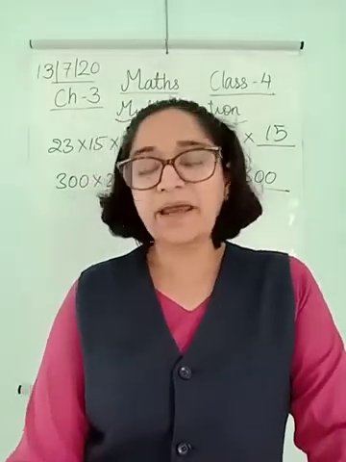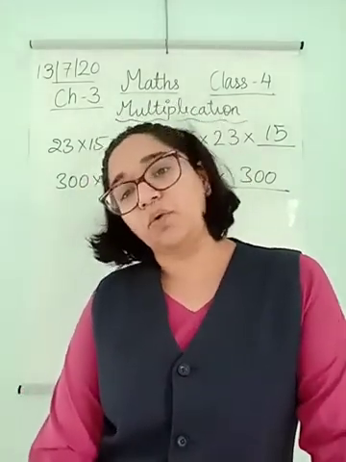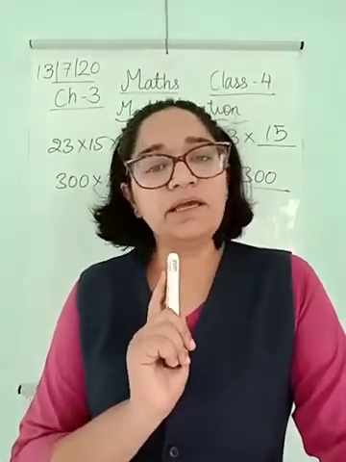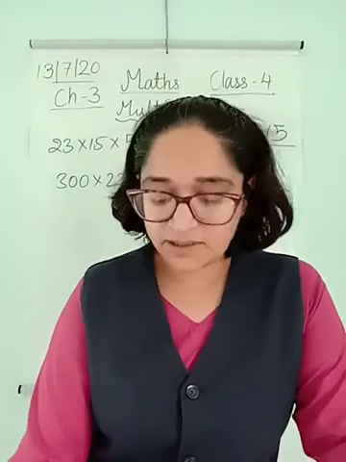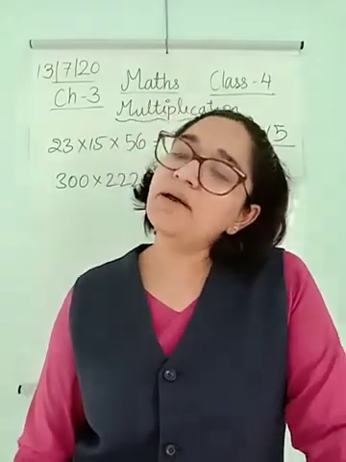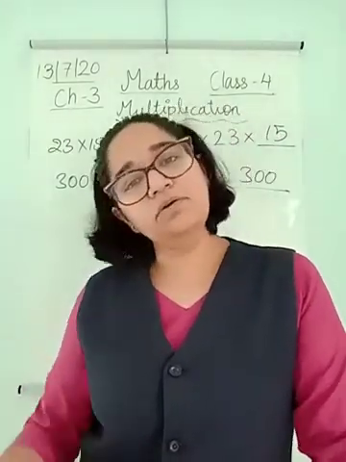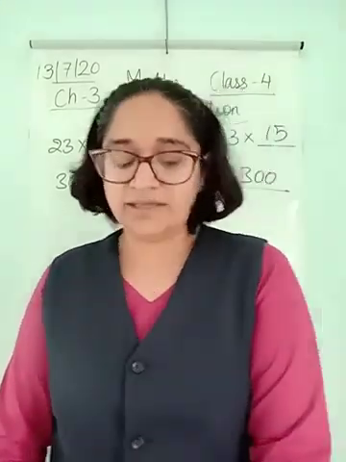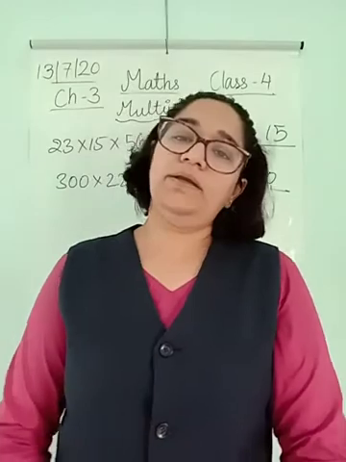15,322 multiplied by dash is equal to 0. Again 0, so the missing one should also be 0. 15,322 multiplied by 0 is equal to 0. In this way we finish exercise 3.1 here.